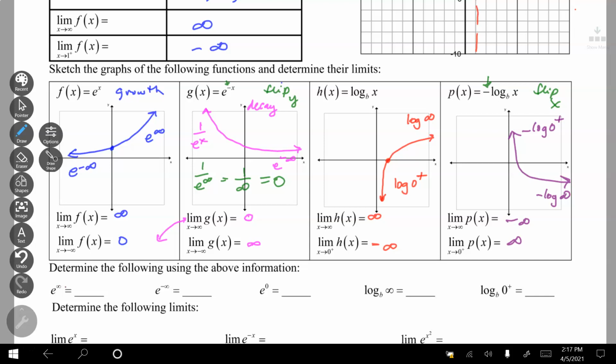So in summary, e to infinity is infinity. e to the negative infinity is 1 over e to the infinity, which is 1 over infinity, which is 0. e to the 0, anything to the 0 power, is 1. Log of infinity is infinity. And log of 0 from the right side is negative infinity. These we should know from our basic graphs.